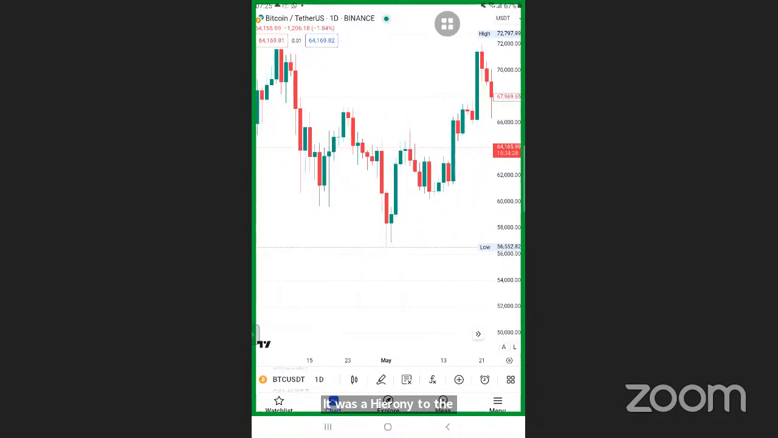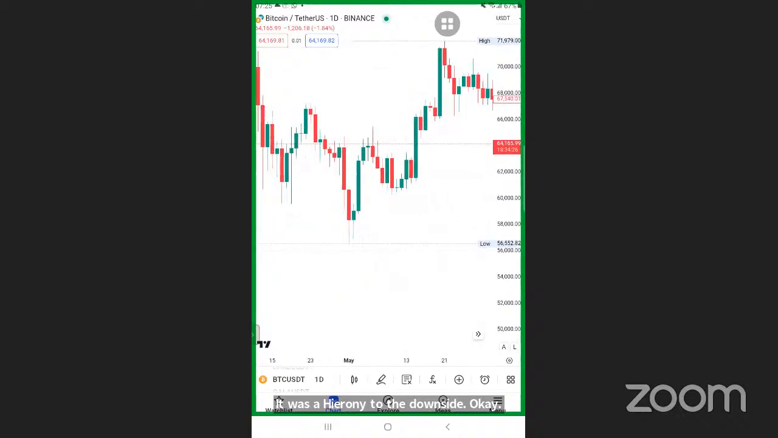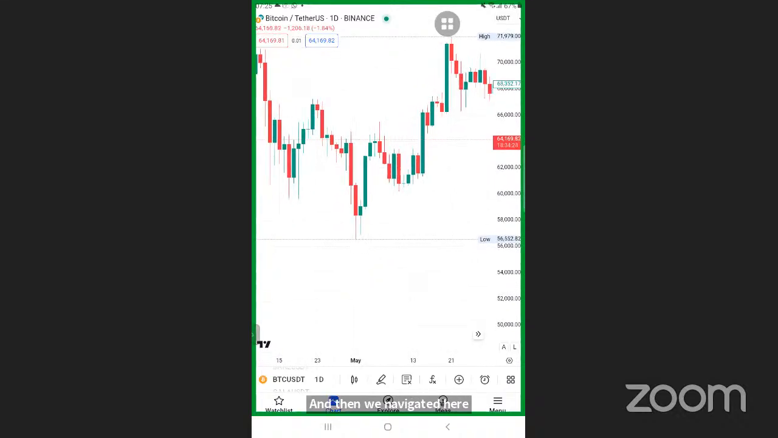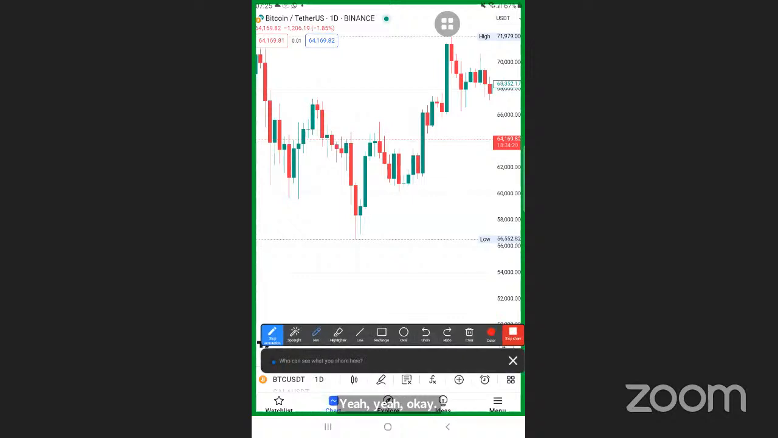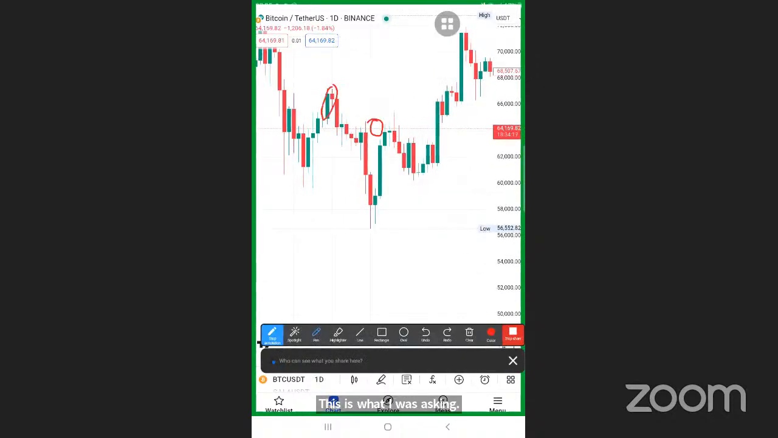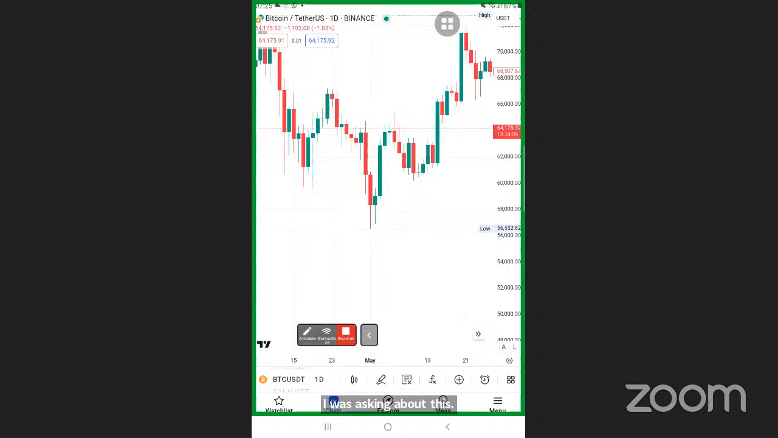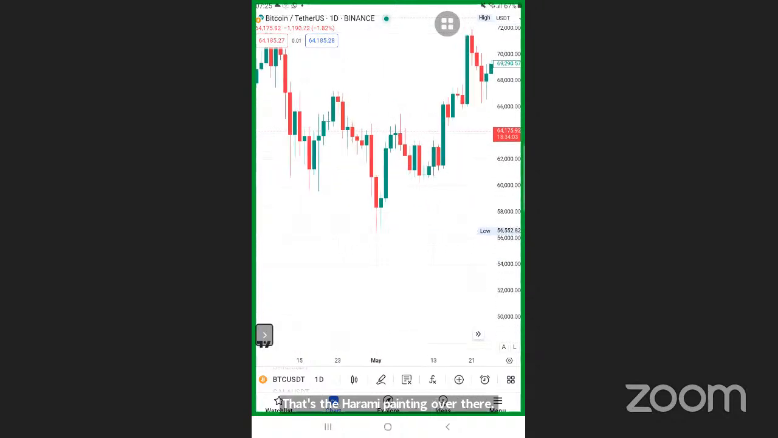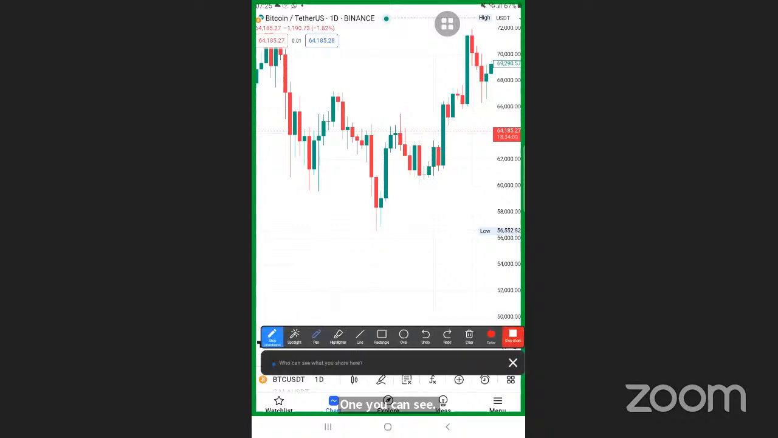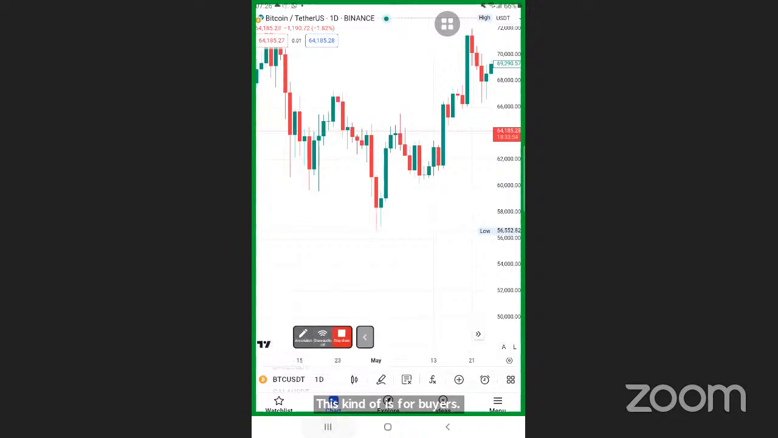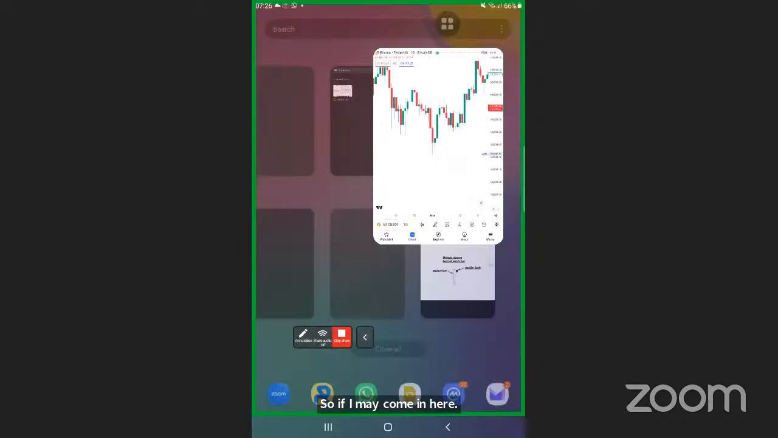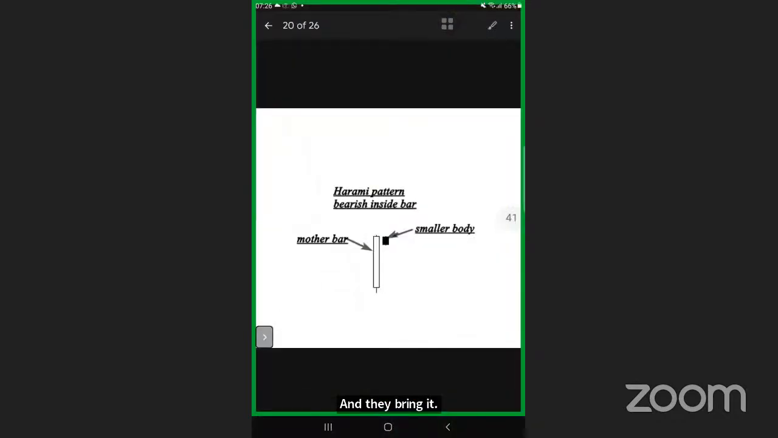Okay, we are here, and then we navigated here. This is what I was asking. I was asking about this chart pattern here. That's the Harami pattern over there. This one, you can see that this is a candle for buyers. This one is for sellers.